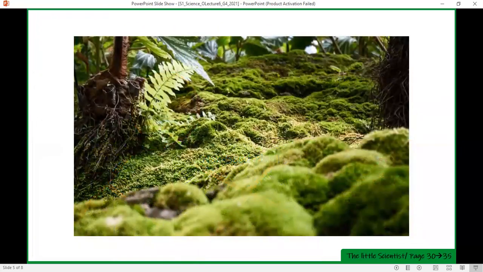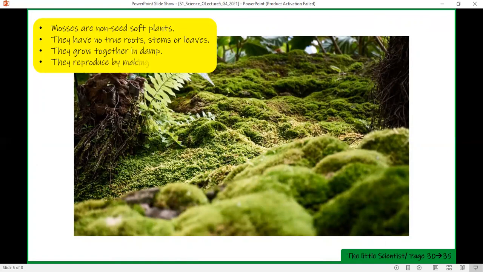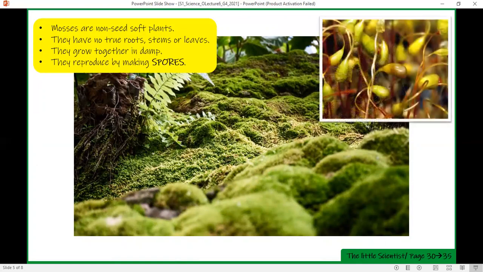Let's start talking about mosses. So these are mosses. Mosses are small, non-seed, soft plants that are usually short. They do not have true roots, true stems, or true leaves. They grow in wet spaces and they grow together in damp places. How do they reproduce? They reproduce by making spores. So look.